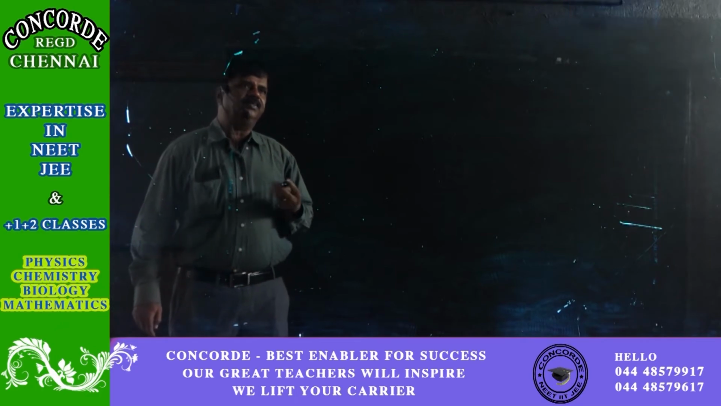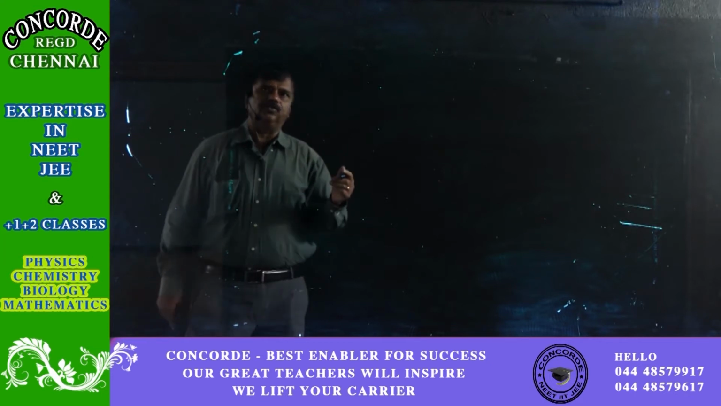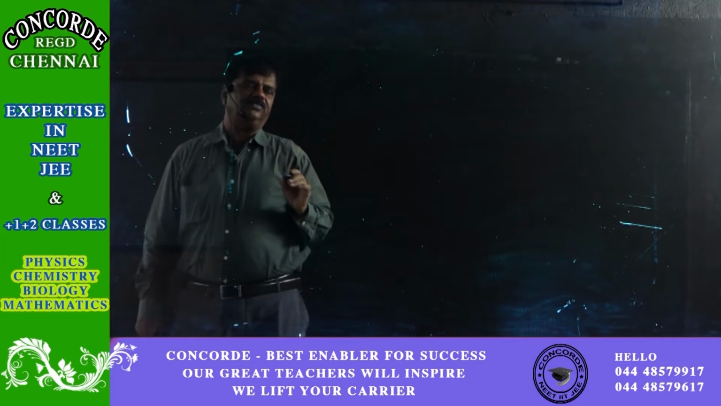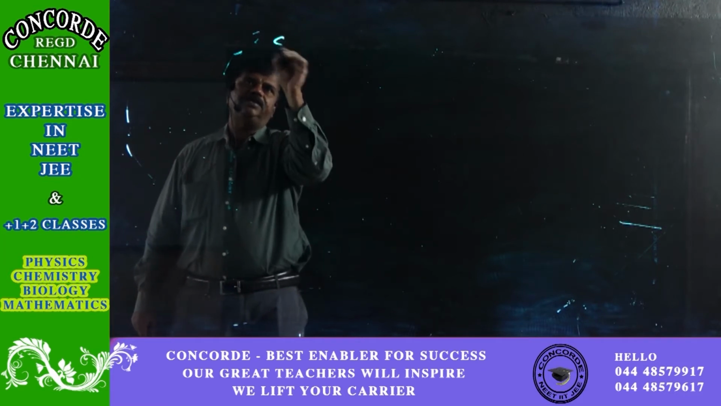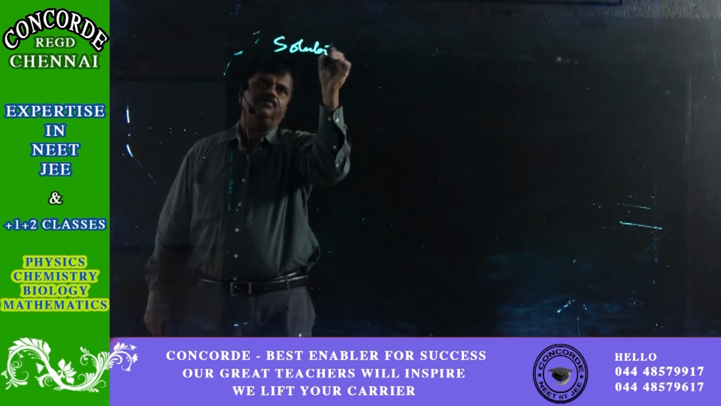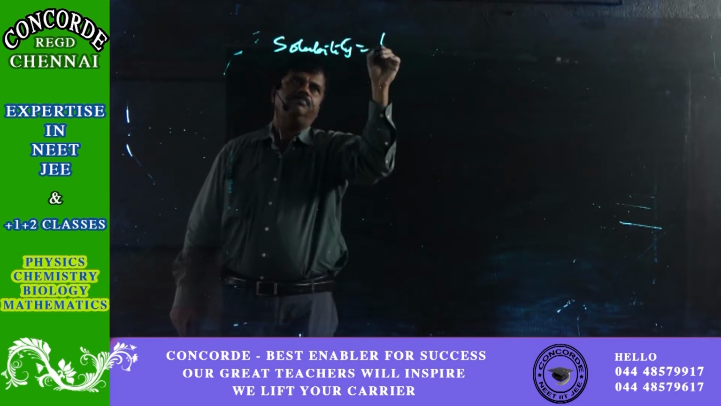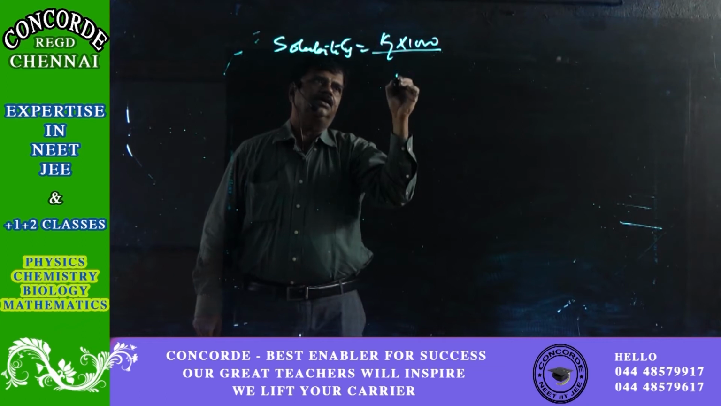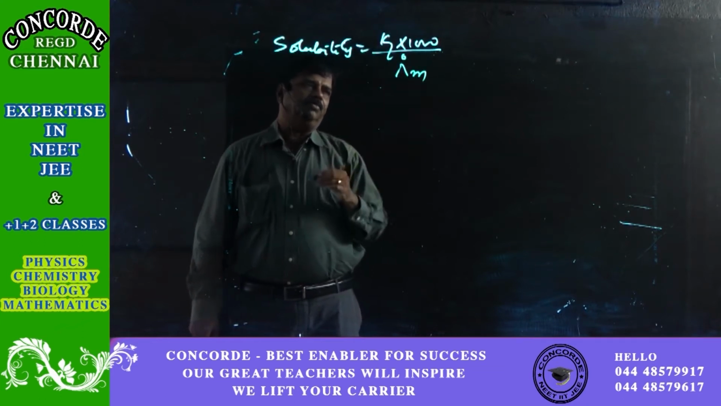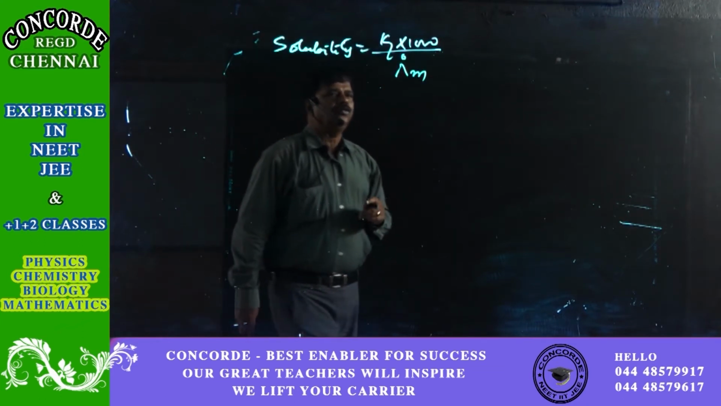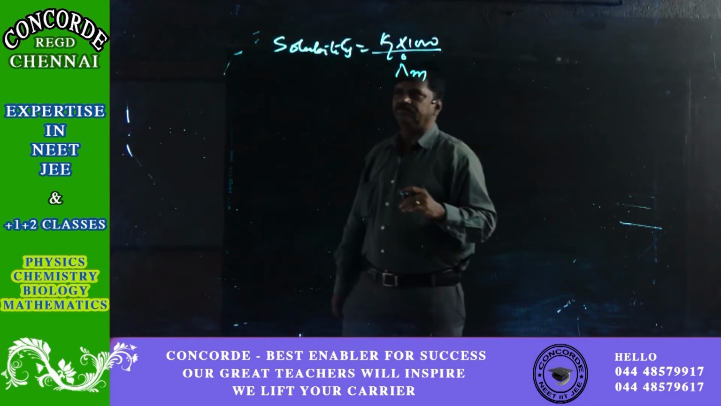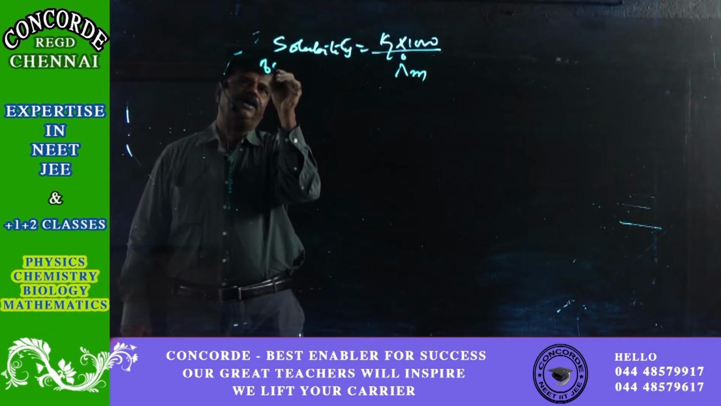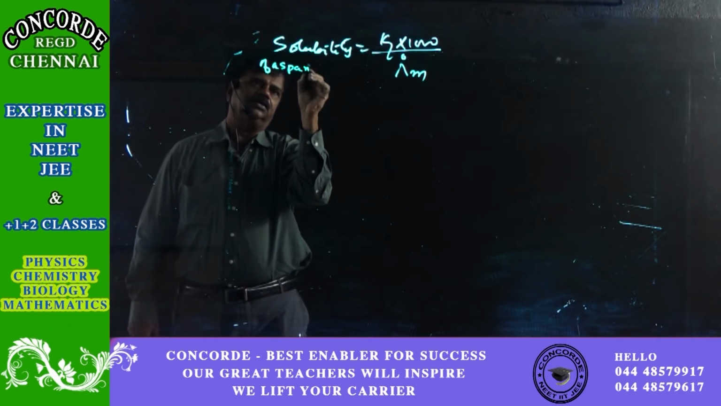We have been discussing the various applications of Kohlrausch law, one being calculating the solubility of a sparingly soluble salt. Solubility is equal to kappa into 1000 divided by lambda naught m, that is, molar conductance at infinite dilution. So what is the other application? It is also the solubility of a sparingly soluble salt.